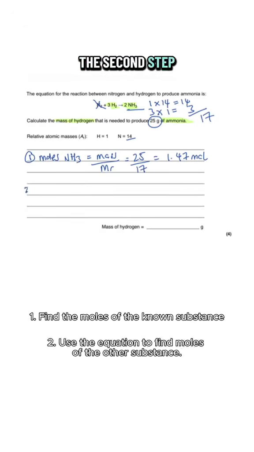The second step is then always finding the number of moles for the substance you've been asked for the mass of, which in this case is hydrogen. So next we find the moles of hydrogen. And to do this, we need to look at the ratio of the moles in the equation. So the ratio is 3 moles of hydrogen to 2 moles of ammonia.